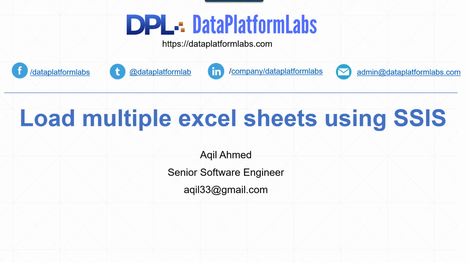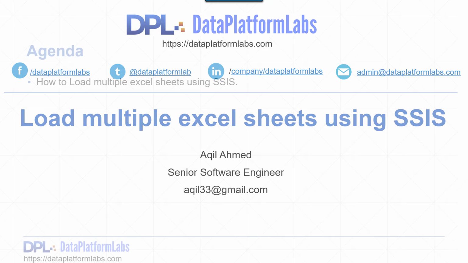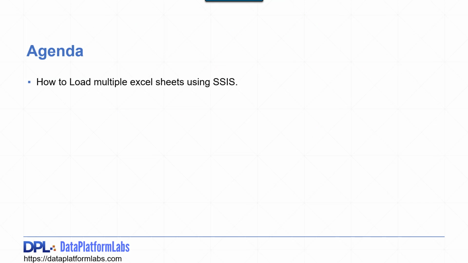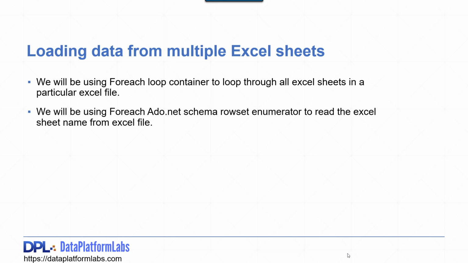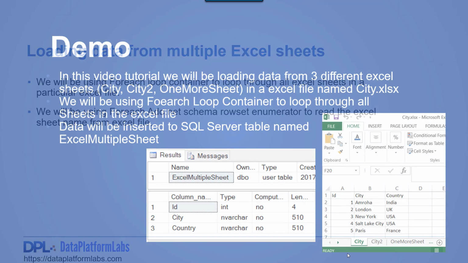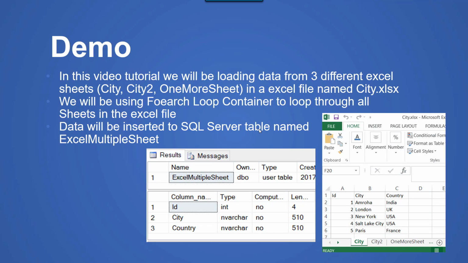In this particular video tutorial, I will be talking about how to load data from multiple Excel sheets using SSIS. So the agenda of today's video tutorial is how to load data from multiple Excel sheets using SSIS. So we will be using the For Each Loop Container to loop through all Excel sheets in a particular Excel file, and we will be using the For Each ADO.NET Schema Rowset enumerator to read the Excel sheet names from the Excel file.